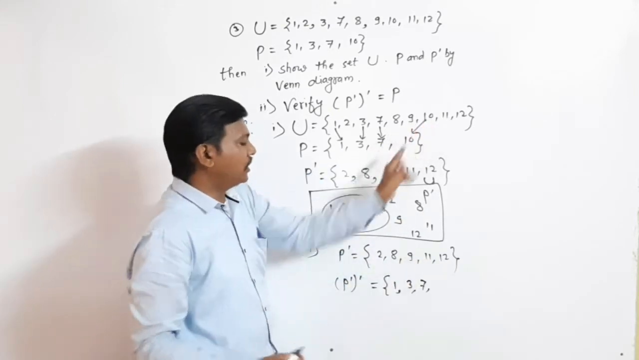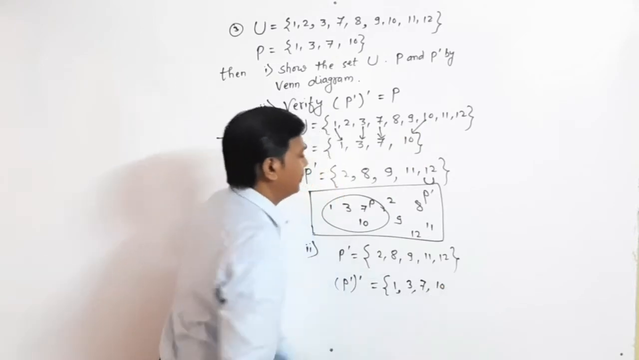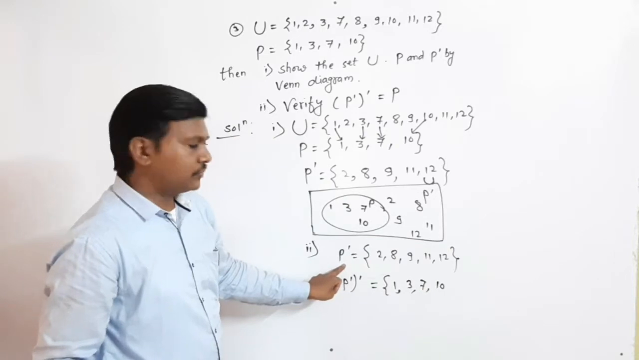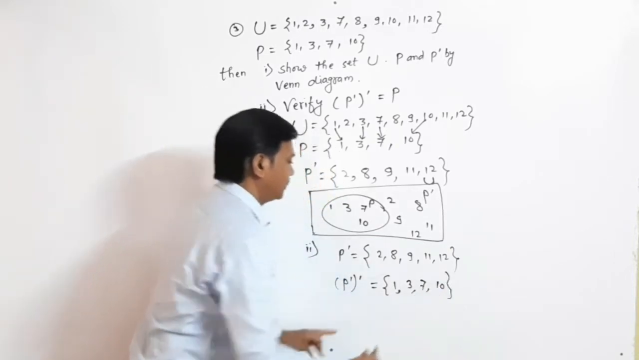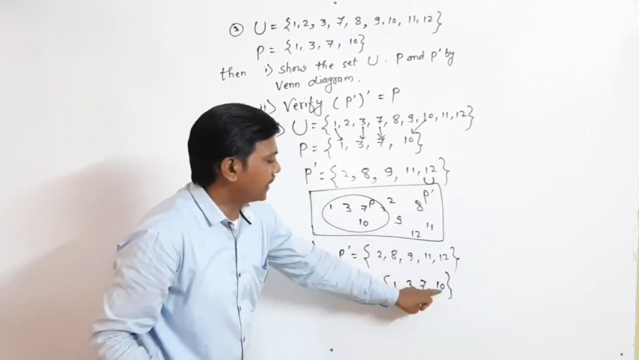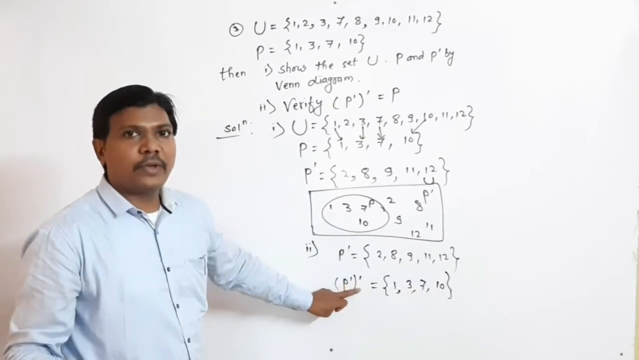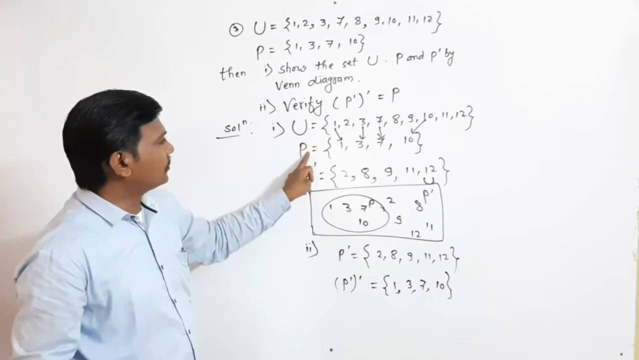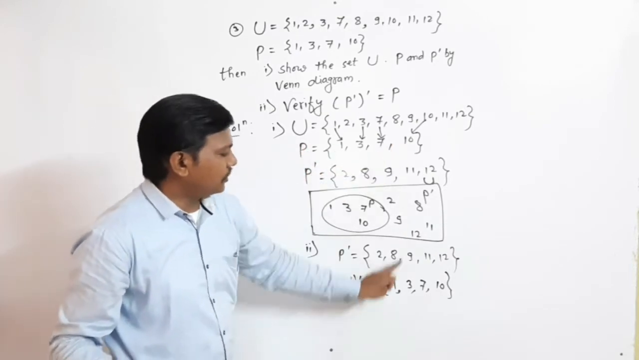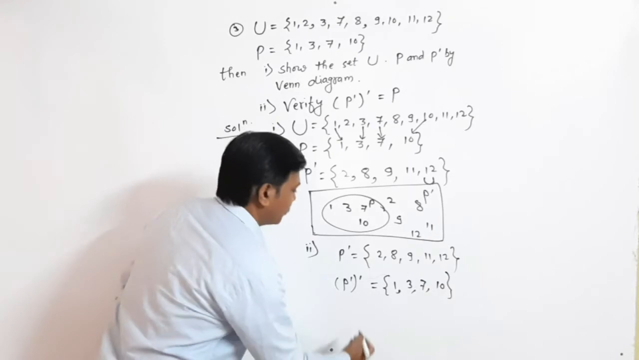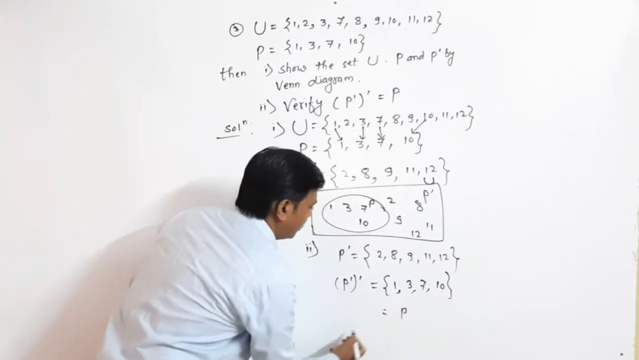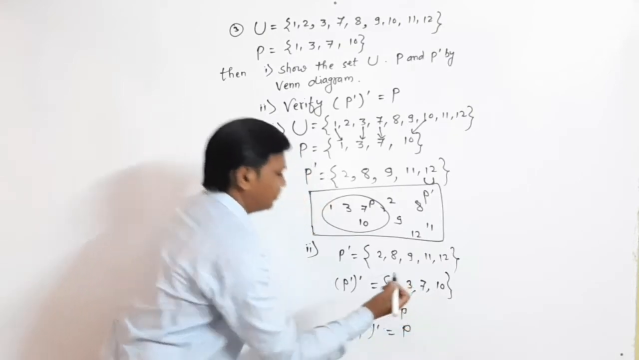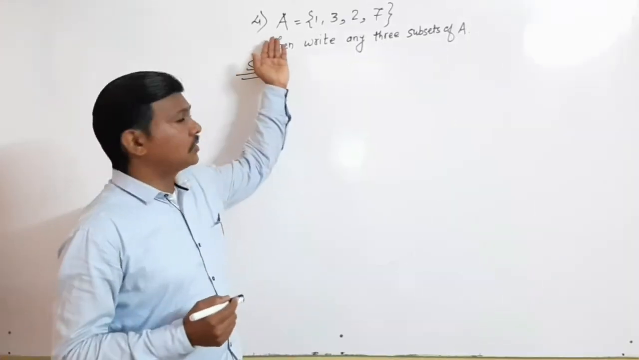10 is only in U. So we write here 10. Then see 11 and 12, those are in P complement. So only 1, 3, 7 and 10 are in the complement of P complement. See, this is equal to our set P: 1, 3, 7, 10. Therefore, the complement of P complement is P. Let's see question number 4.